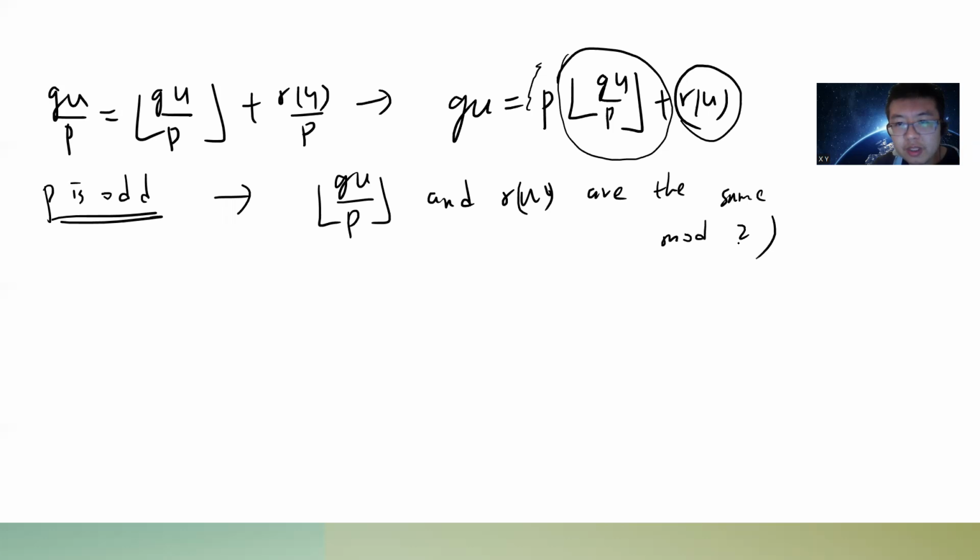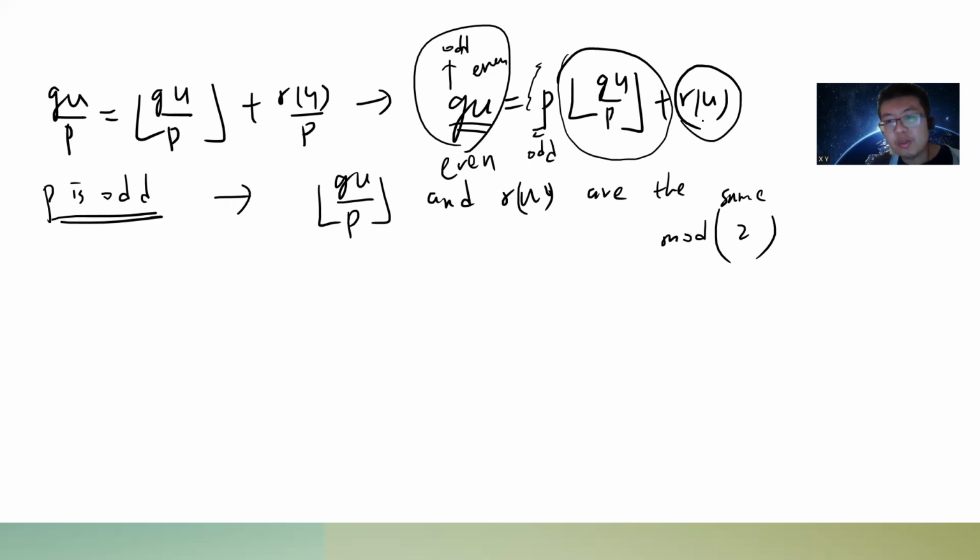Mod 2. Why? Because this is even and this is odd, so this guy must be even. And P is odd. So if RU is even, then this guy must be even. If RU is odd, then this guy must be odd, so that their sum can be even. So it must be mod 2.